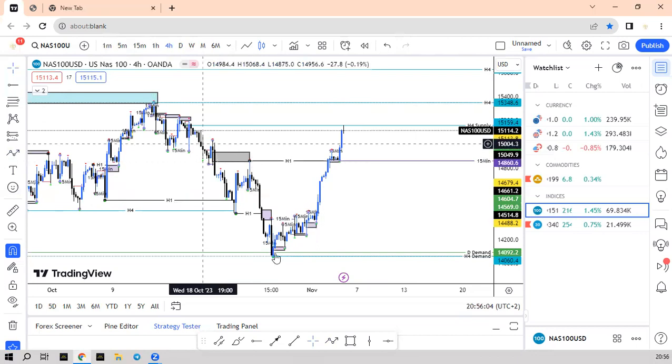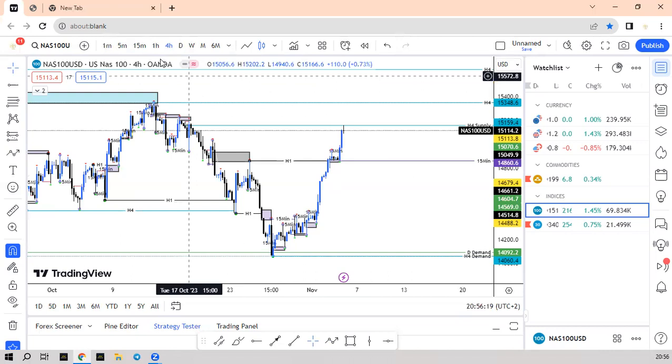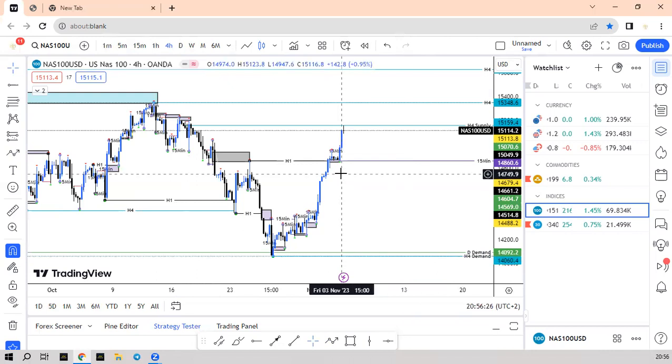So H4 is bearish. So here weekly is bullish, daily is bullish, H4 is bearish, H1 is bullish. So it's only H4 for me that is bearish. So I'm not gonna be looking for a sell. I might look for a sell. However, I'm just gonna observe it very closely because I think it's gonna go up.